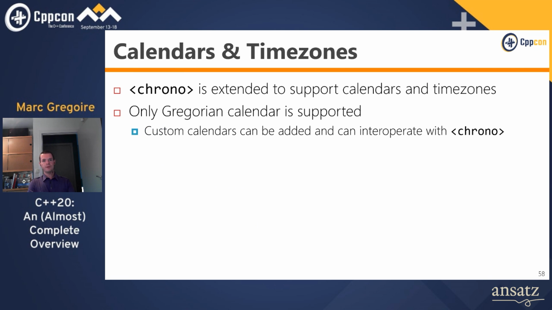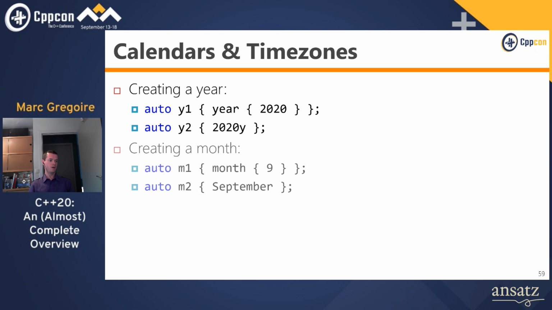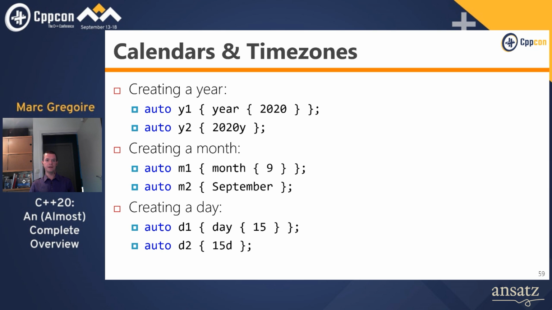The Chrono library has been extended with quite a lot of features. First, calendar support has been added. At the moment, only the Gregorian calendar is supported, but you can add your own custom calendars. And when you do that, they will interoperate with anything else that is in Chrono. So let's have a look at how you can create a year. You can either use the constructor syntax, or you can use a standard user-defined literal. A month can be constructed with a constructor or with one of the 12 predefined instances.